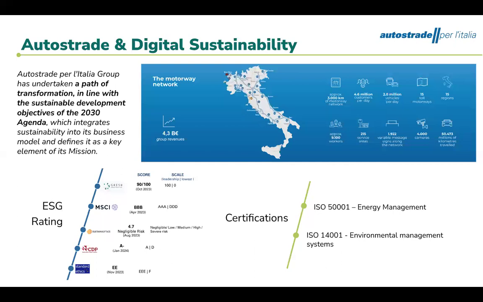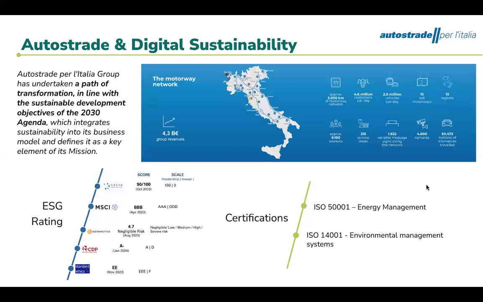Autostrade, just a few words, is a major motorway company in Italy. We manage about 3,000 kilometers of motorway. We have a group that has 4.3 billion euro in group revenues. We have about 9,000 workers, and we have more or less 4.6 million customers each day on our motorway.